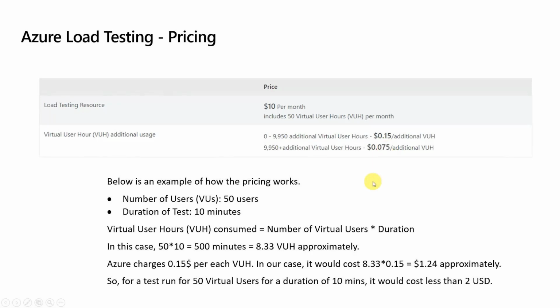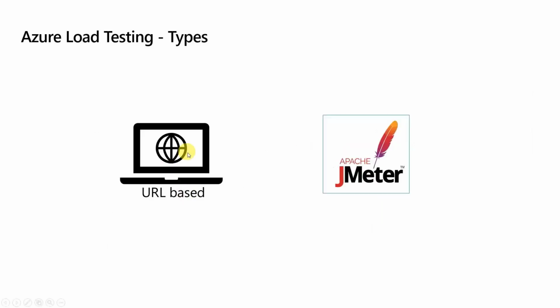Pricing is important when you work for your customers, so obviously you should look at pricing first, and only then recommend, because the client will be more interested in understanding the price. Okay, all right. So now what are the various types of load test that this service supports? Basically there are two types. One is URL based, the second one is JMeter.